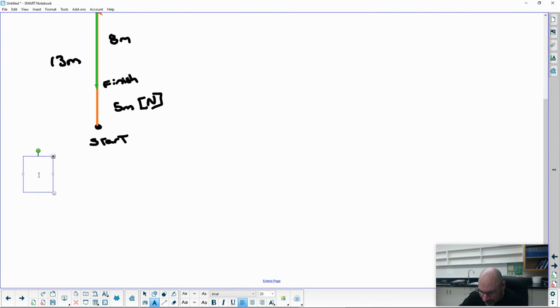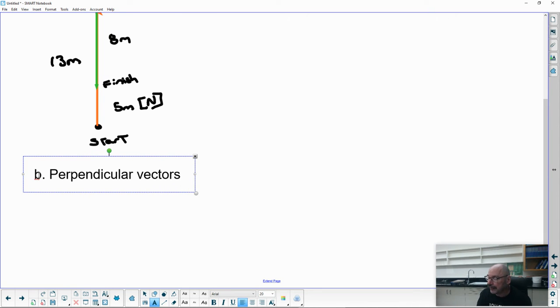Okay, so the second type we're going to look at is an example of perpendicular vectors. So an east-west vector and a north-south vector being combined together. So let's say this is B, and recall these perpendicular vectors. Now, some of you might have done some of these in grade 10 science, or maybe even in physical science 20 if you did some motion there. But I usually do a little bit of it in grade 10 science, so it's been a few years for some of us. Okay, so let's do an example of it.